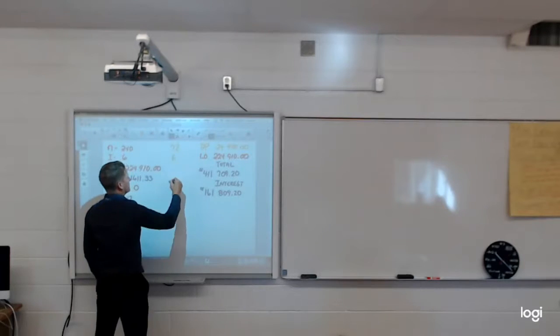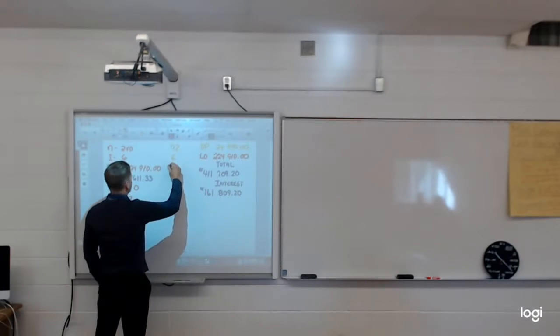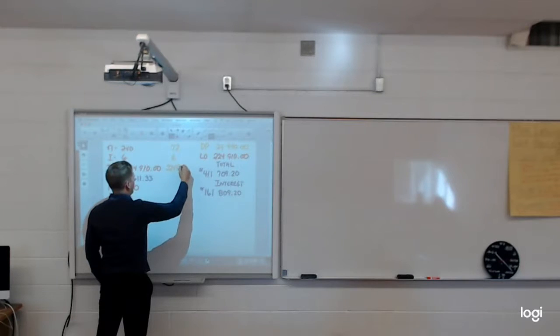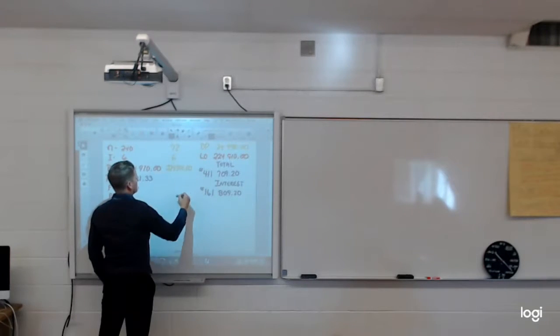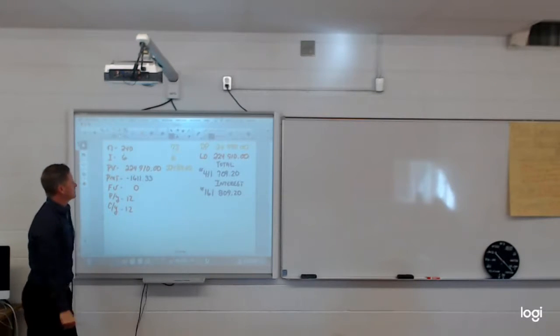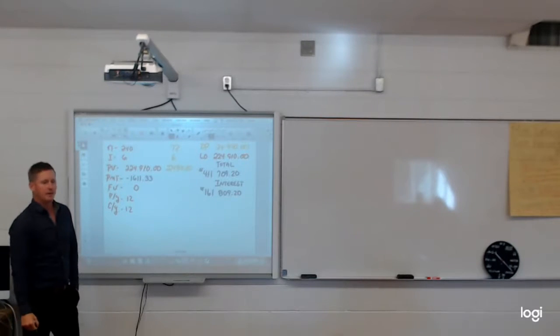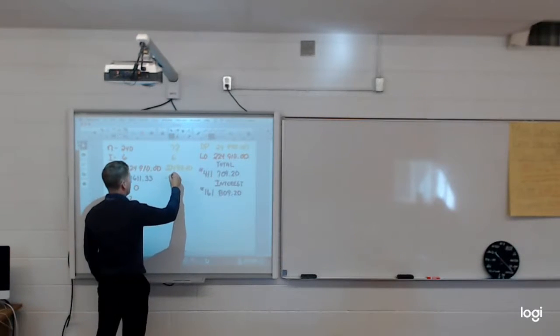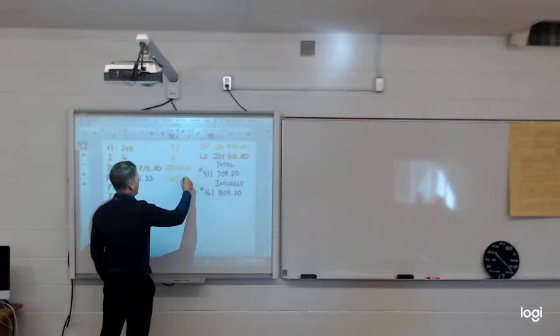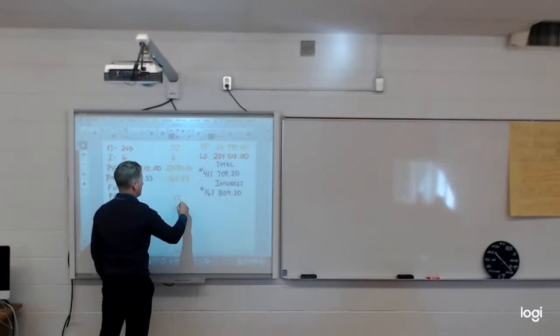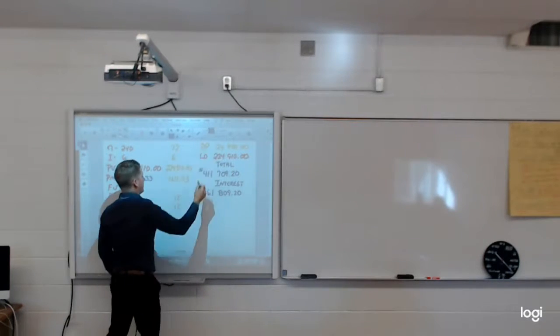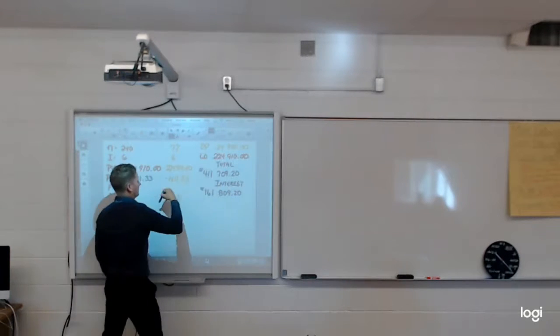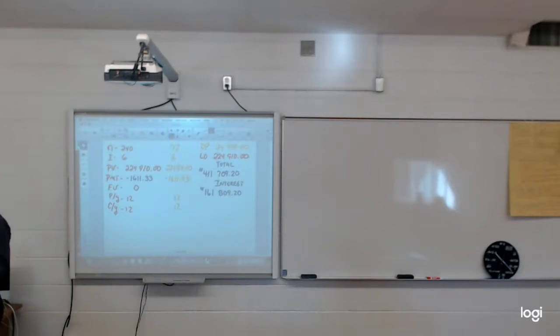Okay, still 6% interest. This number is still the same, 224,910,490, right? So that stays the same. My payments stay the same. Now what I want to find is how much I have left owing after 6 years. So that's my future value.